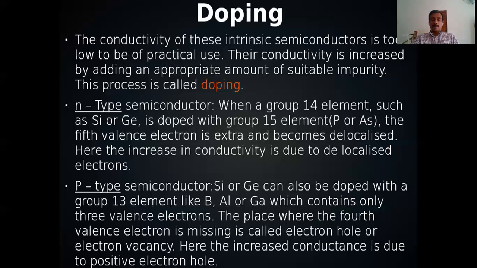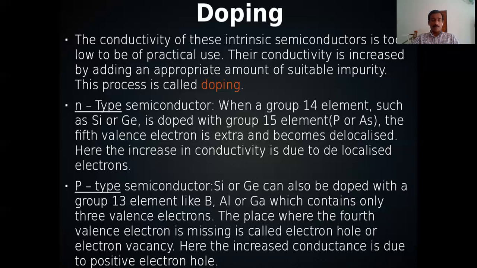Here we can consider semiconductors such as group 14 elements. You know, silicon, germanium, they are intrinsic semiconductors. Their conductance is too low to use for practical purposes. Therefore, we will dope them with group 15 elements. Doping means introduction of impurity to the crystal lattice. So we will introduce a group 15 element to a group 14 element.